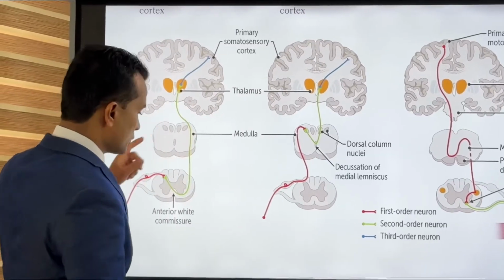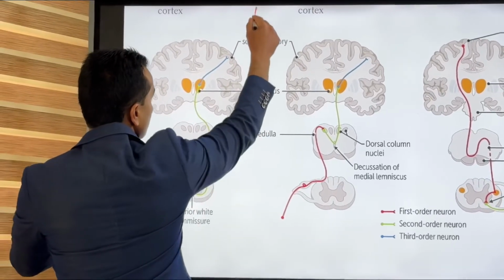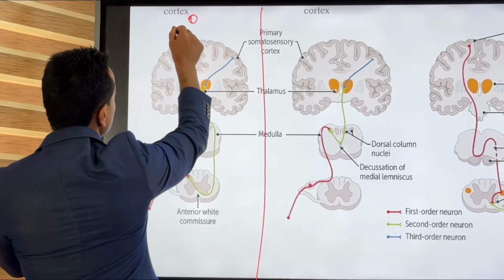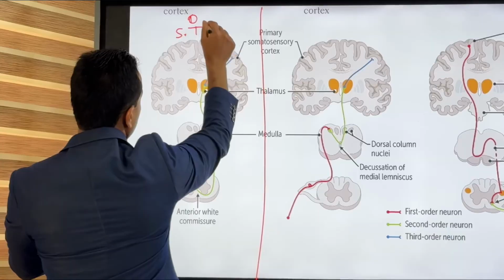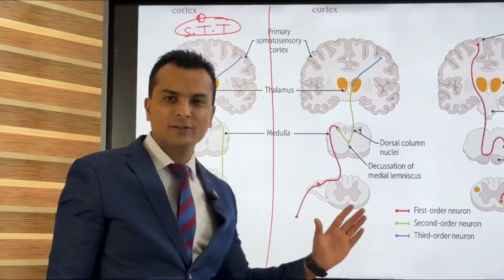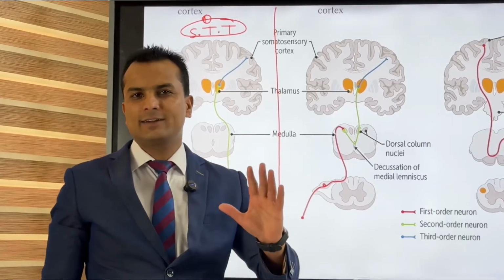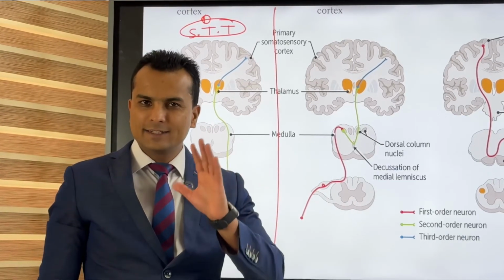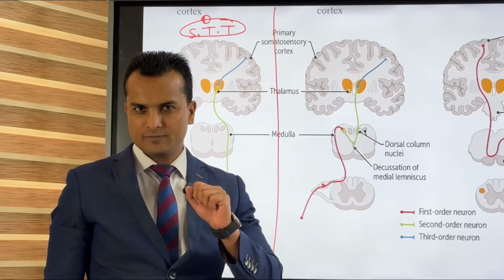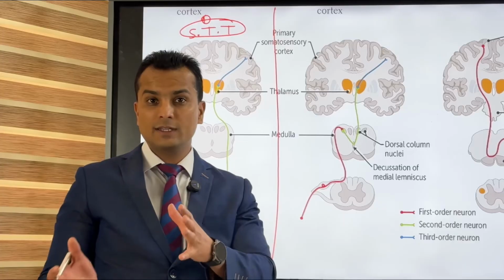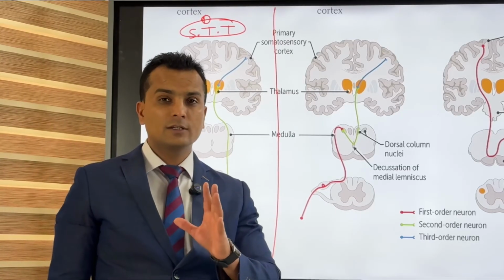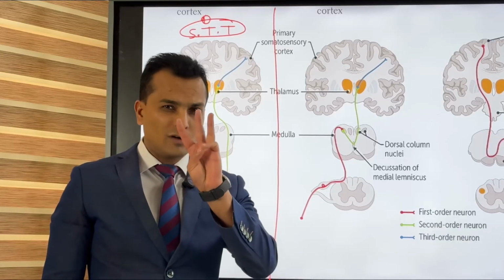First, please focus on this structure. Structure number one is the spinothalamic tract, and we know that the lateral spinothalamic tract carries pain and temperature, while the anterior spinothalamic tract carries crude touch and pressure. Pain and temperature are regulated by the lateral spinothalamic tract through three order neurons.